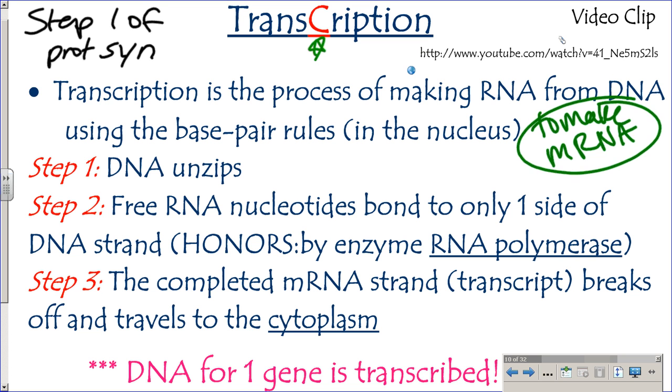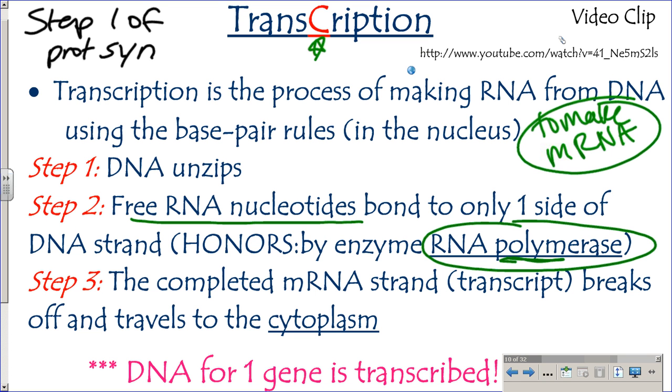So this right here is the overall goal of this process. The very first thing that has to happen is DNA has to let something in, so it has to open up and unzip. That's pretty easy. Then the enzyme RNA polymerase. Well, we had DNA polymerase, and that was to make another copy of DNA. RNA polymerase is the same type of enzyme. It's going to make many RNA nucleotides strung together. The RNA polymerase is going to allow free RNA nucleotides to come and bond to one strand of the DNA. You have 2 copies of DNA, and they're complementary to one another.